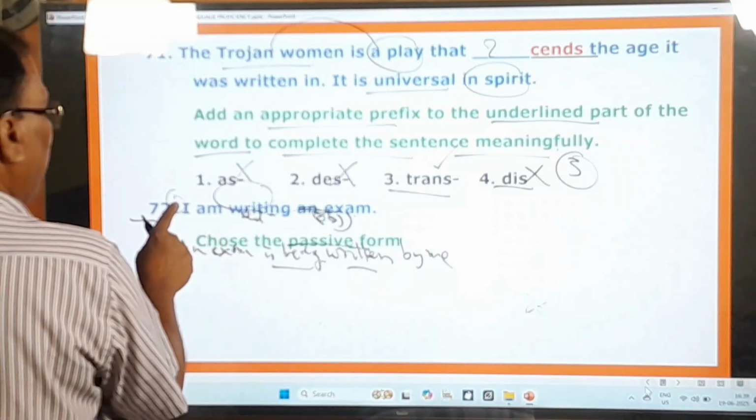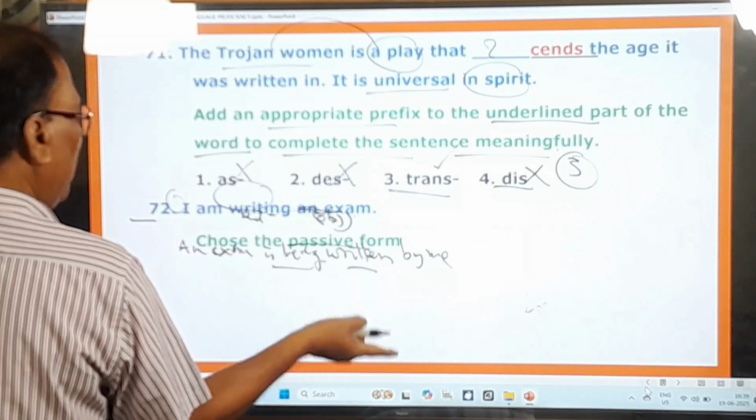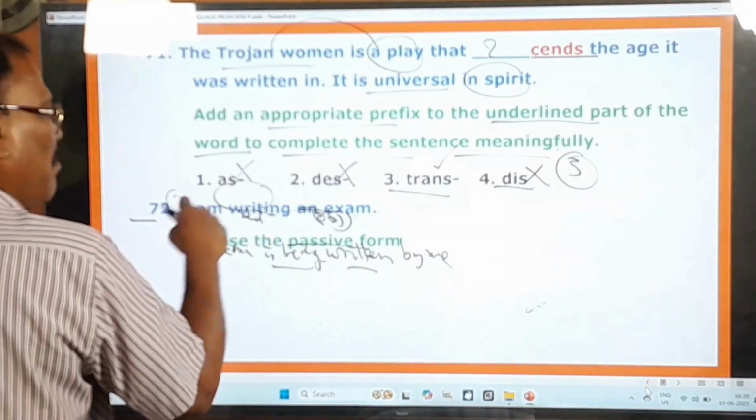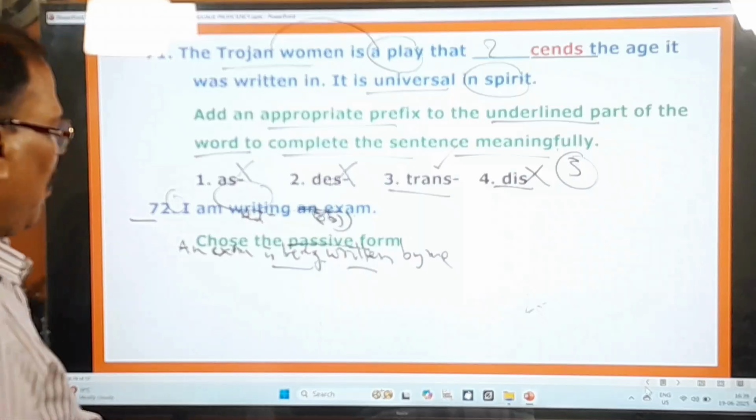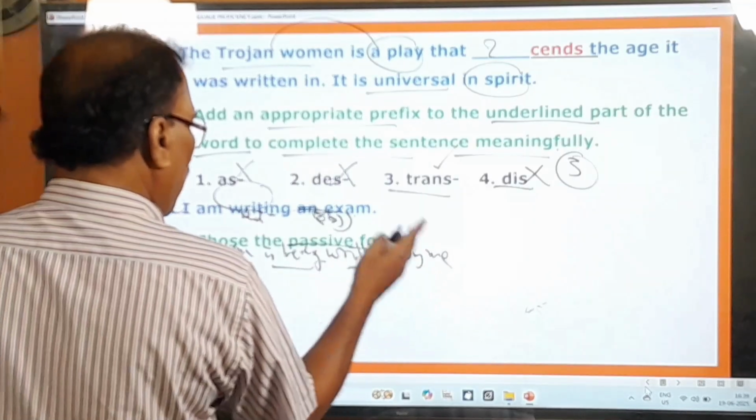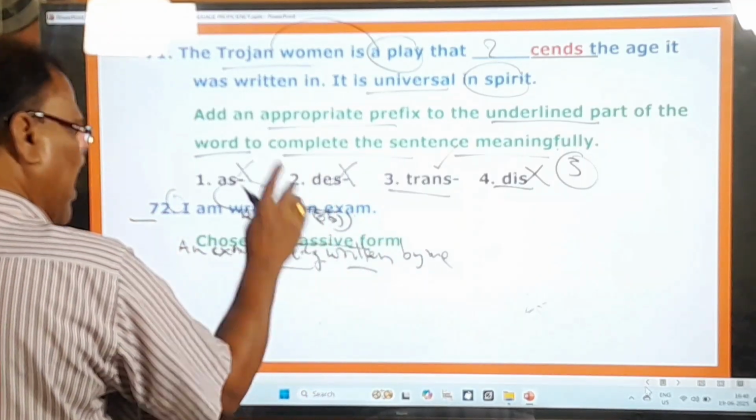When I is there, it is turned into by me. If it is he, by him. She, by her. They, by them. Something like that. You know all these basic rules. Okay, an exam is being written by me. So this should be in the passive voice for this question.